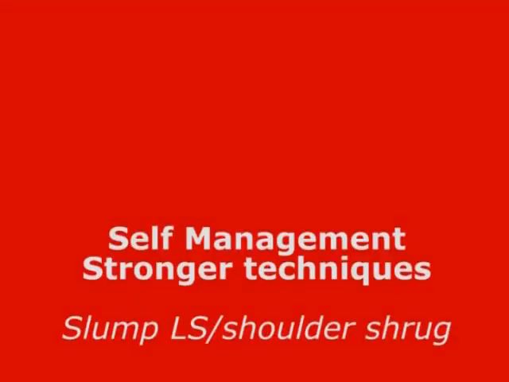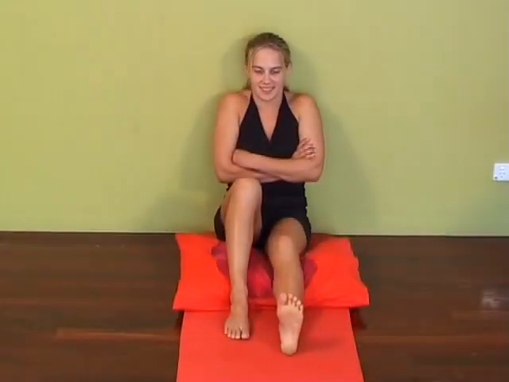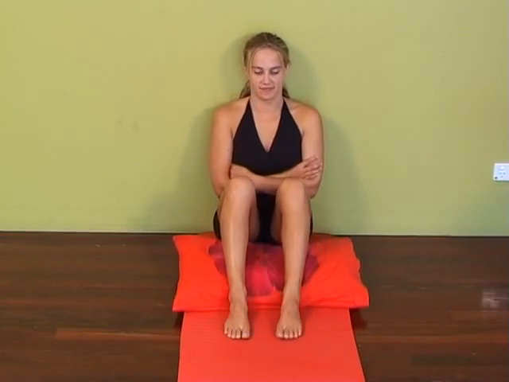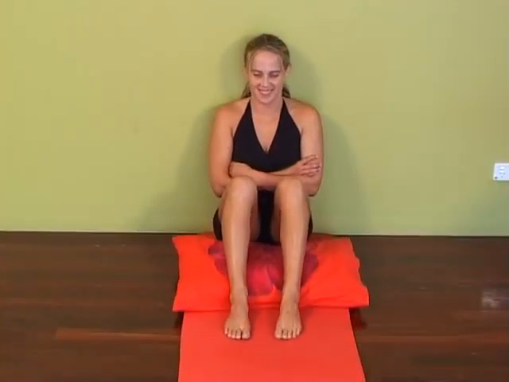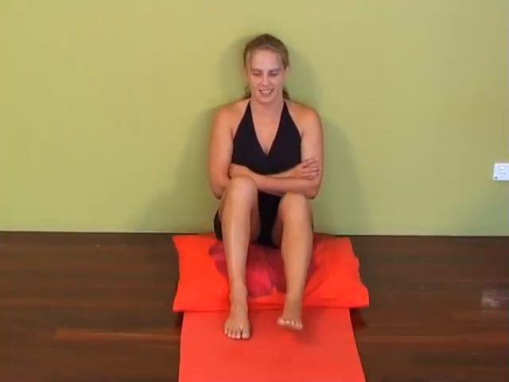Self-management, stronger technique, slump long sit with a shoulder shrug. Claire's leaning on the wall here. As she's extending out her left knee, I've also asked her to elevate her shoulder girdle. The elevation of the shoulder girdle releases some of the load on neural tissue, so it's a slider technique. And of course, it could also be done using the neck, but the shoulder girdle position may be useful for patients whose necks are too sore to use.